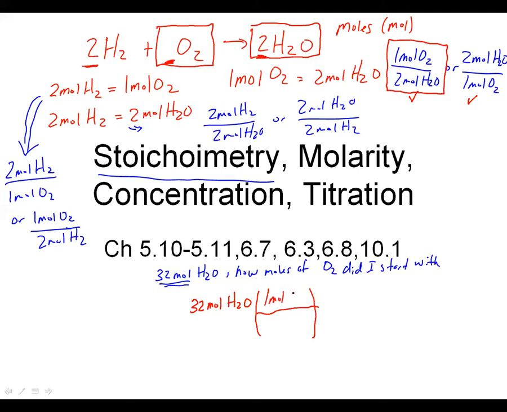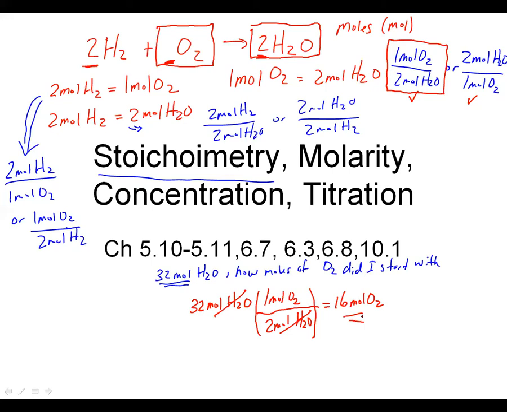1 mole of O2 will go on the top. 2 moles of water will go on the bottom. This is the big stoichiometry moment. The moles of water will cancel each other out. So we're essentially taking 32 and dividing it by 2. And that's going to give us 16 moles of O2. Based on this equation, if we produce 32 moles of water in this production, we would have had to throw in there 16 moles of O2.